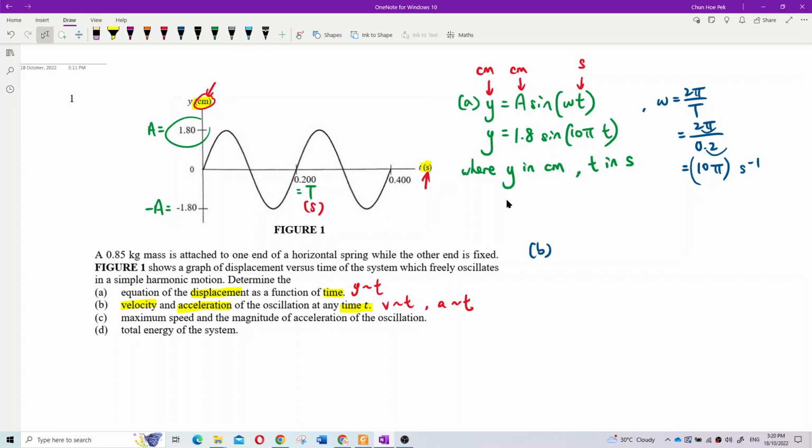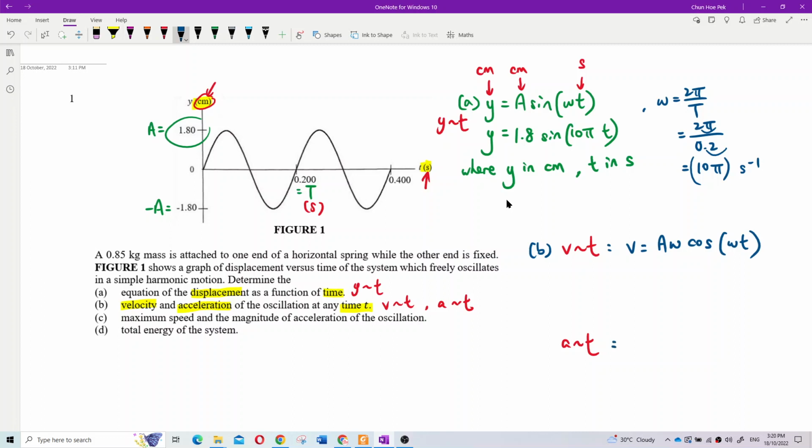So B. Just now we already got displacement time. Now we want to find velocity time and acceleration time. So what's the equation? Velocity time: the maximum velocity is A omega, and then it's a cosine graph, cosine equation, cos omega t.